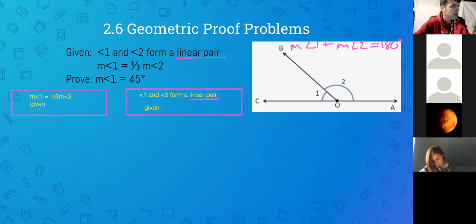I also know that the measure of angle 1 is 1/3 the measure of angle 2. That one's a little bit tricky. And I want to prove a specific measurement for angle 1, so I need an equation that allows me to solve for angle 1 in this case. I need to write some sort of equation that lets me solve for a specific measurement for angle 1.